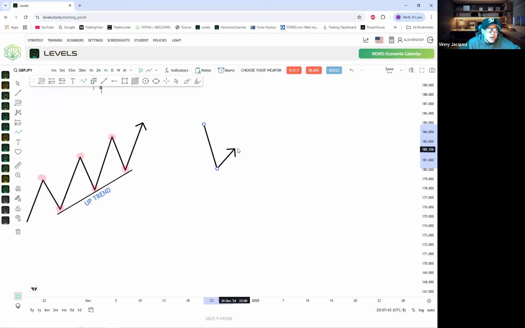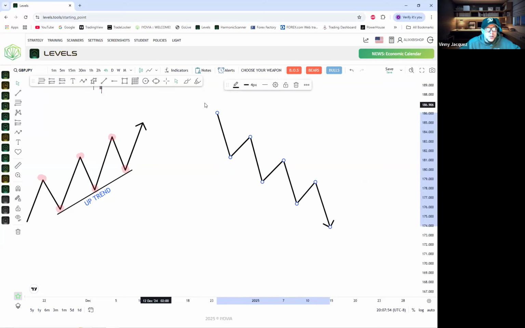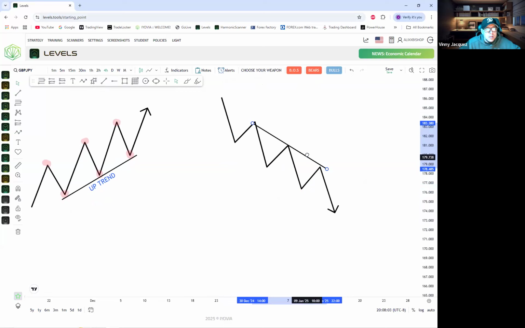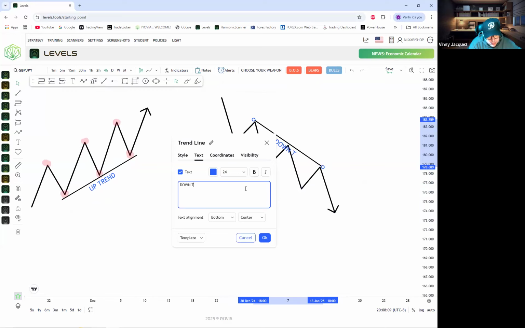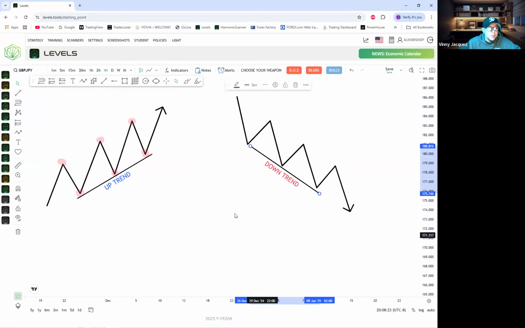Lower lows, lower highs, lower lows, lower highs, lower lows, lower highs, lower lows. Now, when you can see the market is literally going lower, guys, that is called a downtrend. Let's label that right here. Make that red. Actually, just for the visual, let's put it on the bottom. All right, cool.